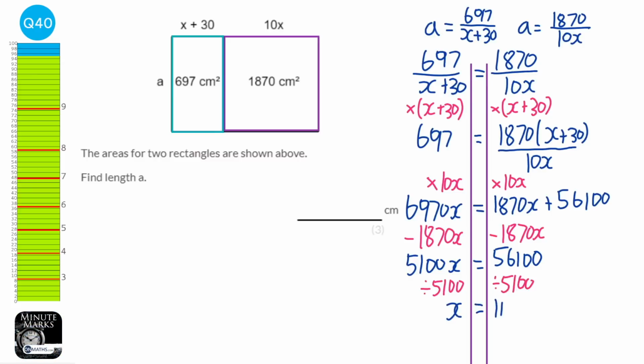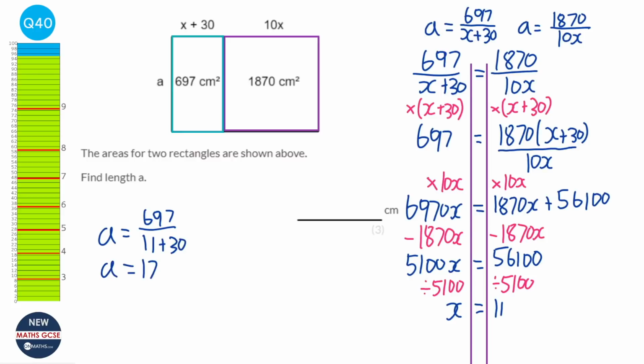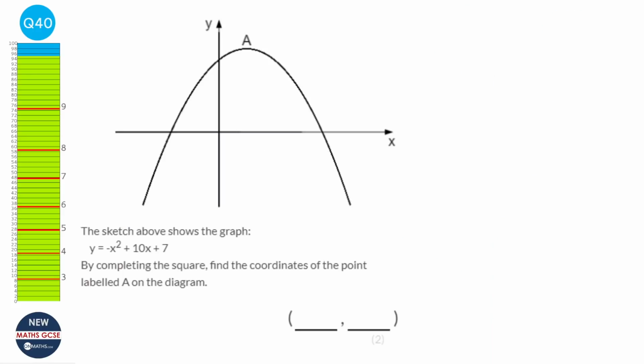So now we know x is 11, we can pick one of the equations that we had at the start, and I'm just going to pick the first one, and we can just feed in the value of x. So a equals 697 over, instead of x, it's going to be 11 plus 30. And when you do that, you get the answer of 17. So a is 17. So we're asked to, first of all, complete the square.